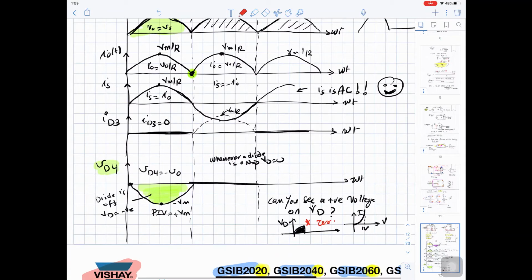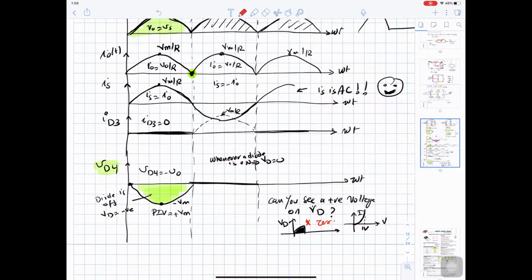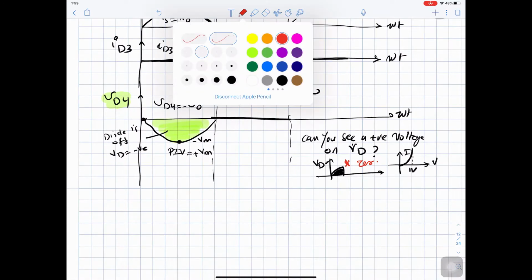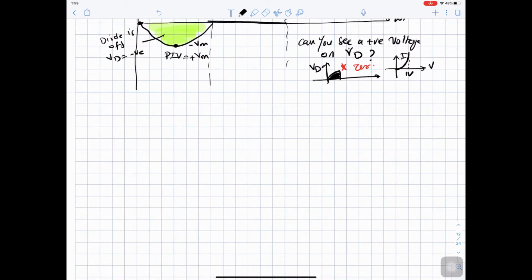We need to find a formula for V average, I average, VRMS, IRMS, etc. So we can say the following. We need to find V out average, so we will go back to the waveform. This is V out, and it is a full wave rectified signal.